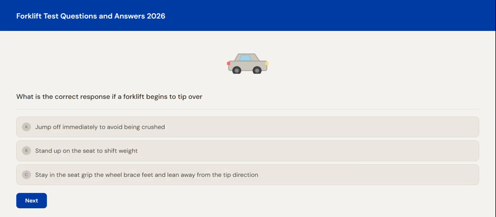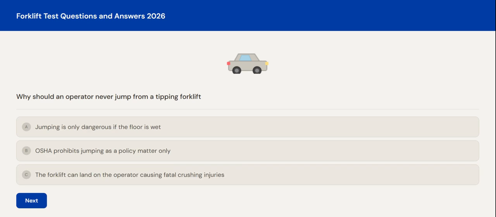Next point. What is the correct response if a forklift begins to tip over? Stay in the seat, grip the wheel, brace your feet, and lean away from the tip direction. Every instinct says jump, but jumping is what gets operators killed. The seatbelt and ROPS structure protect you inside the machine. Stay in it. Let's move on.